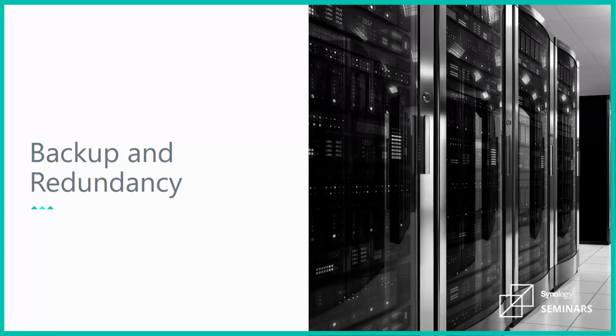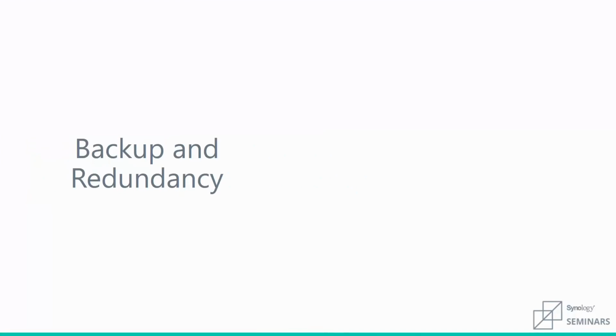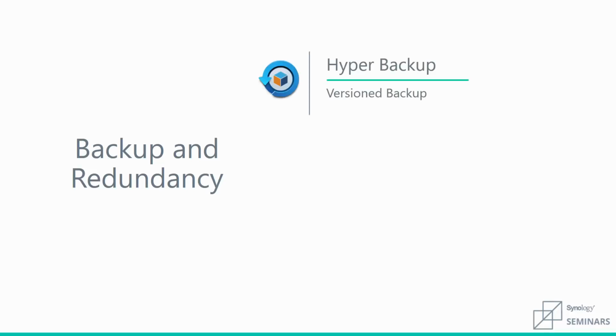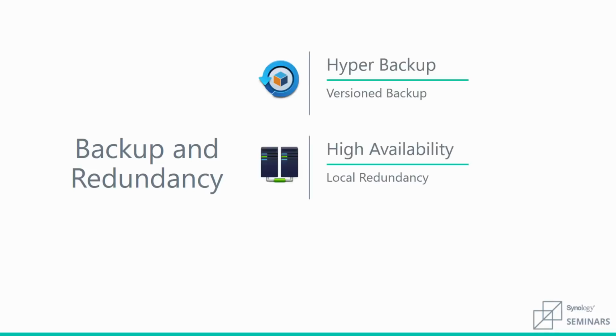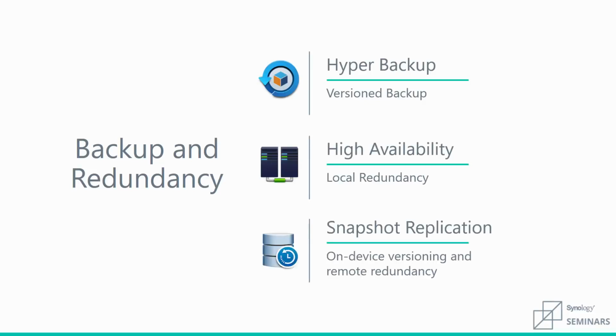Now that you are syncing your data between multiple devices, you need the ability to back it up. We have 3 different packages that we will be highlighting that perform very different functions. We have Hyper Backup, the more traditional version backup that we are used to, High Availability, which provides local redundancy of data and hardware, and Snapshot Replication, which allows for on-device versioning and remote redundancy of data.